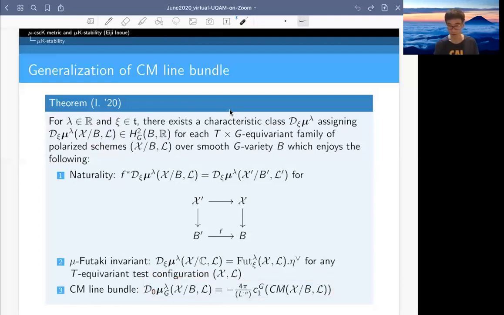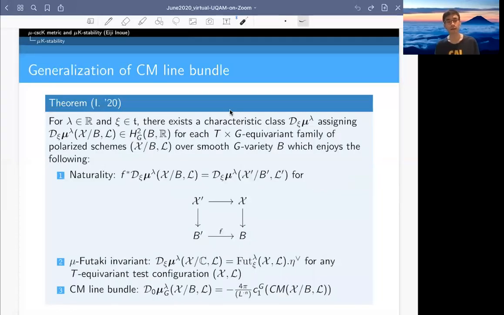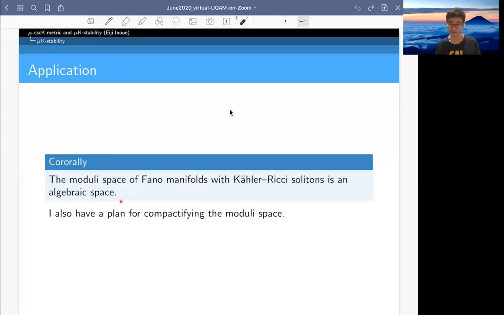Okay, as a corollary, we can see that the moduli space of Fano manifolds with Kahler-Ricci solitons, which I constructed, is actually an algebraic space. It is not actually a direct corollary of this theorem, but this is the last piece that I want in order to prove this algebraicity.